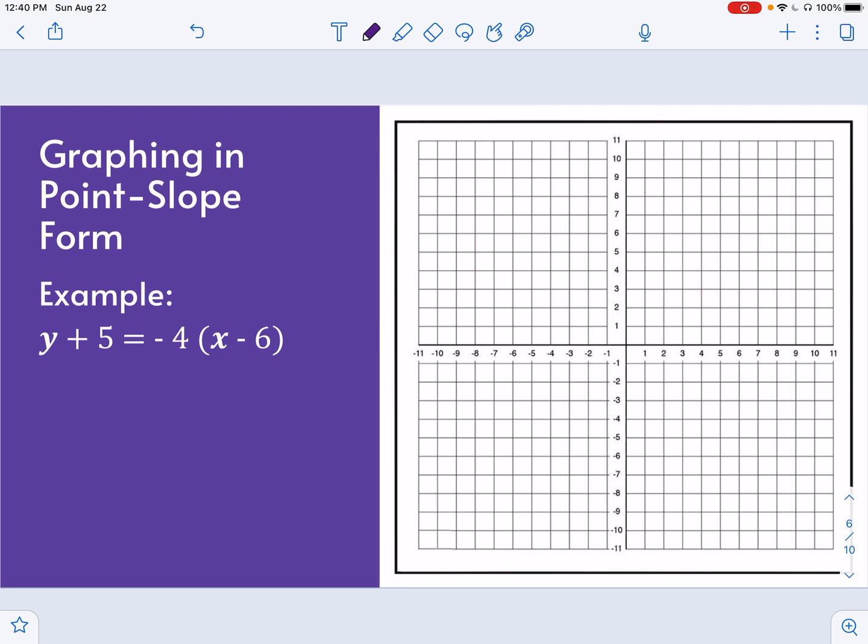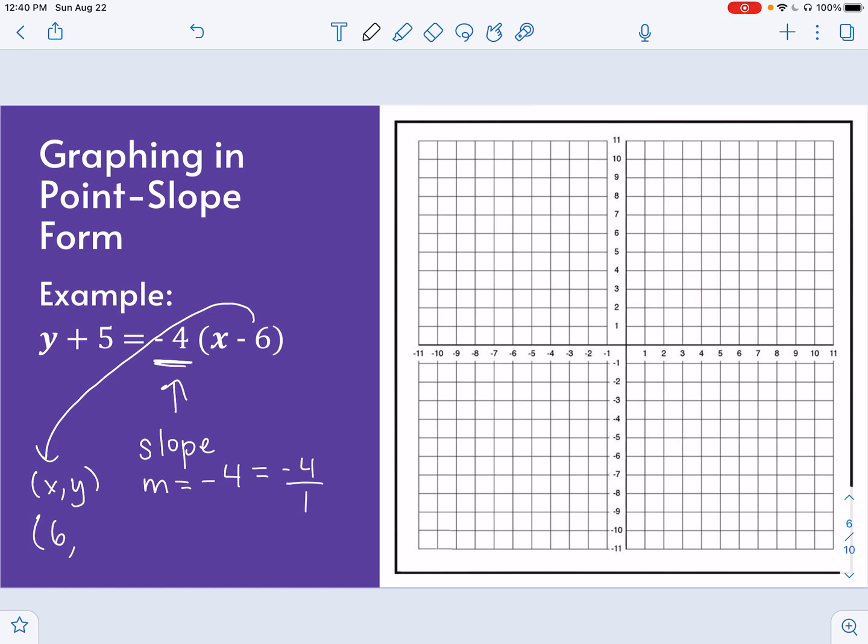Let's try one more of these. So we look in front of our independent variable. Its coefficient is the slope. So in this problem, the slope is negative 4 or negative 4 over 1. Then the coordinate point you can pull out of your equation. We're going to pull out our x first and then our y. So our x is a positive 6 and our y is a negative 5.